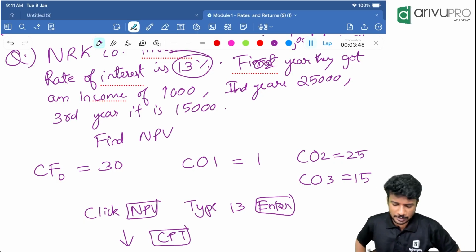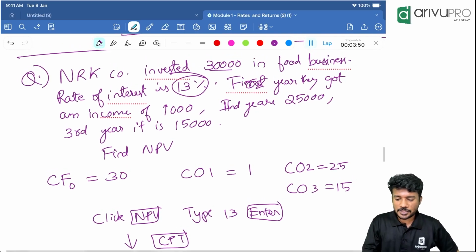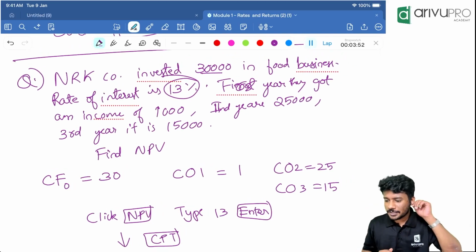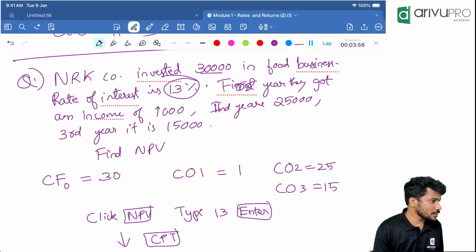Try. Take your time. I'll not rush you with this, because it's mathematics. Sheikh, did you get the answer? Understood the method? How to calculate NPV? If not, please ask, okay? I'll explain it again.